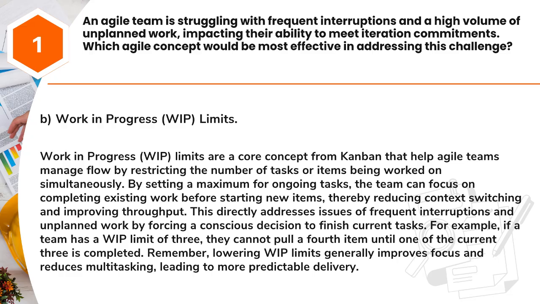This directly addresses issues of frequent interruptions and unplanned work by forcing a conscious decision to finish current tasks. For example, if a team has a WIP limit of 3, they cannot pull a fourth item until one of the current 3 is completed. Remember, lowering WIP limits generally improves focus and reduces multitasking, leading to more predictable delivery.